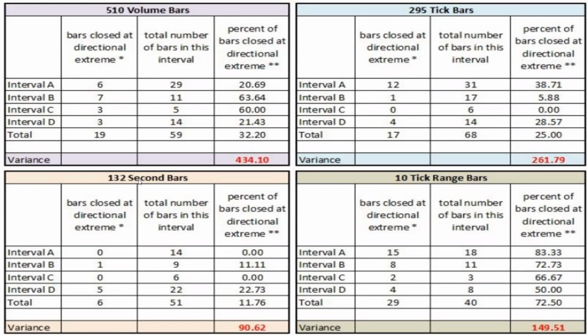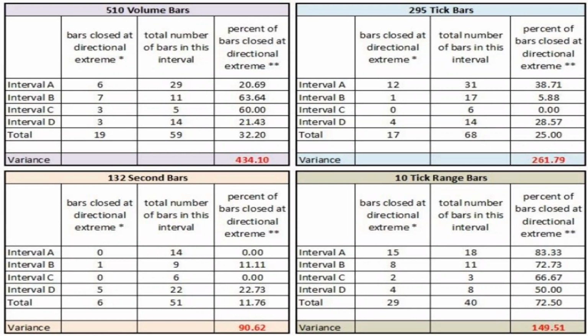How about the time-based bars? This is 132 second bars on this particular one. I looked at all kinds of these. At the time, only about 12% of time-based bars would close at the directional extreme. 12%. Man, that's pretty hard to achieve. You'd think that'd at least be random, right? How about tick bars? 25%.